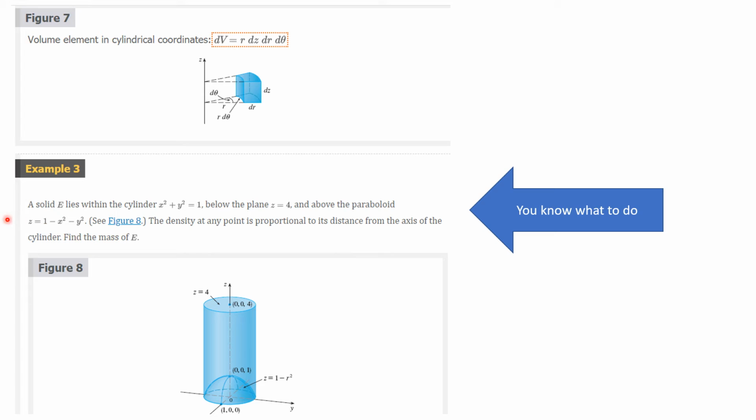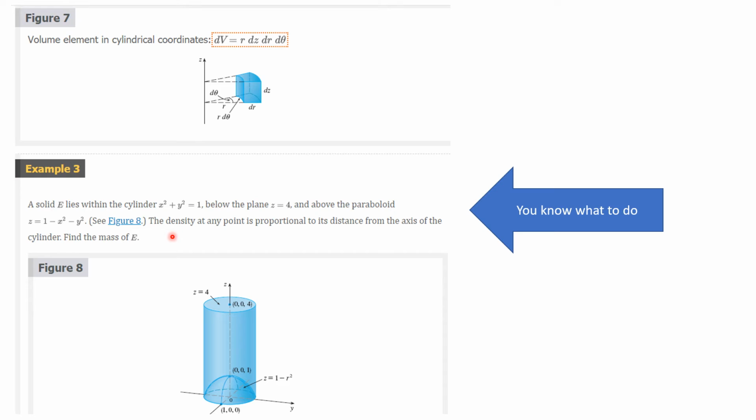I will read it for you. A solid E lies within the cylinder x squared plus y squared equal 1, and below the plane z equal 4. I did draw a picture here for you, but you don't necessarily have to draw this picture. You can sketch it yourself. And above the paraboloid z equal 1 minus x squared minus y squared, and that's this paraboloid here. So you see the bottom of this is not flat, but it is curved because you're above that.